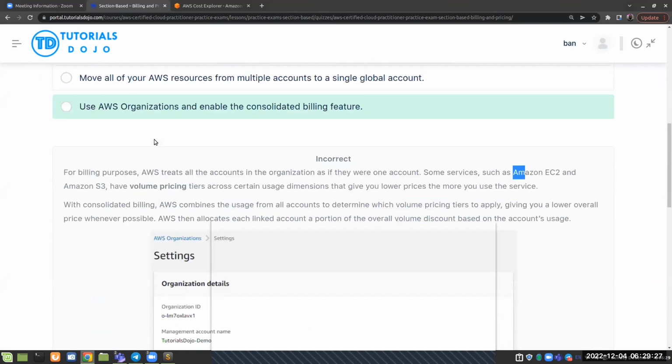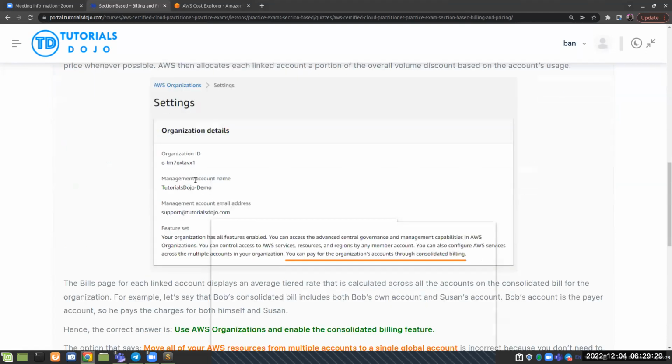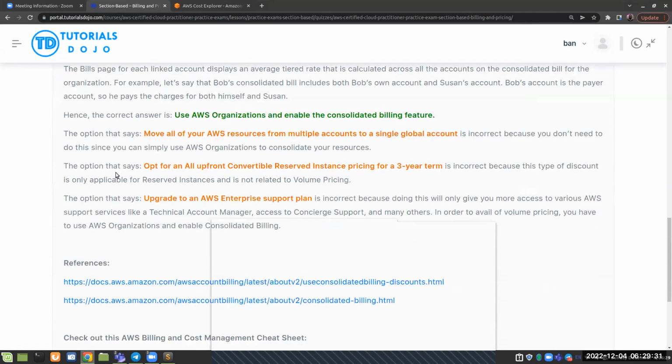But the other options, so the first one is wrong. The option that says opt for an all upfront convertible reserved instance pricing for a 3-year term is wrong, because this type of discount is only applicable for reserved instances and it's not even available for volume pricing. Then the other one that says move your AWS resources from multiple accounts to a single account does not make sense. You don't need to do that.